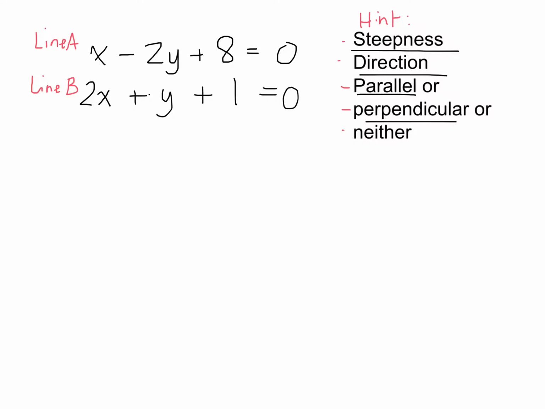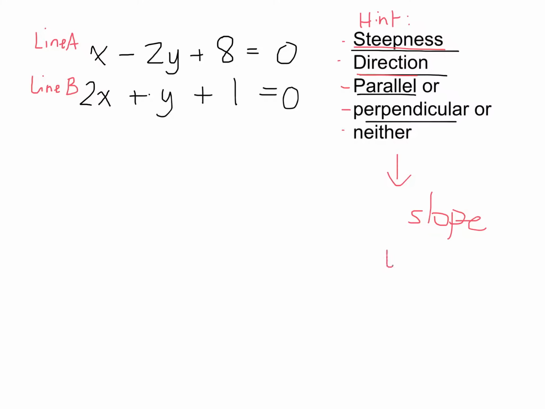So in order to compare these two lines, what should we be looking at to talk about steepness and direction, and if they're parallel or perpendicular? What part of the line will tell us this information? The slope. Good. Looking at these two lines, are they in slope-intercept form? No. So what's the first thing you should do here?